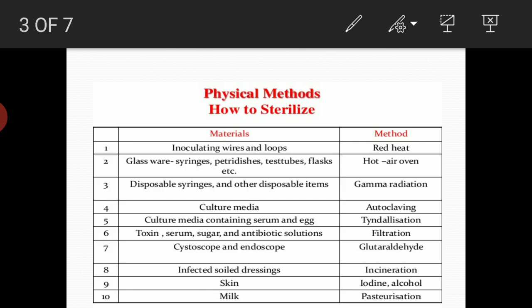First one is boiling. It is the common method of sterilization. All the instruments used for cultivation are kept in a container filled with distilled water and allowed to boil for at least 15 minutes. If the articles are not to be used immediately, they should be stored in sterile containers. Another method of wet heat sterilization is pasteurization.